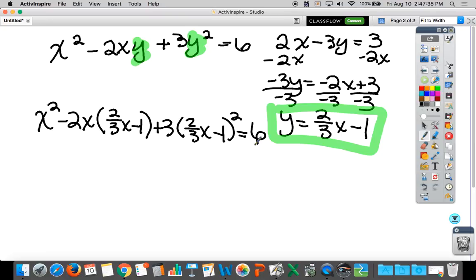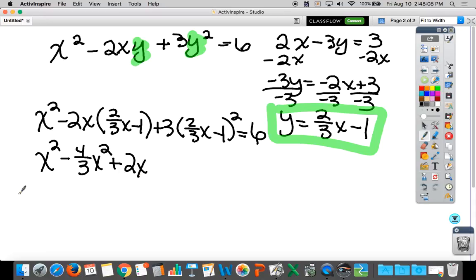Now, you better have your calculators ready. So right here, I'm going to do x squared equals x squared. Now, minus, what is 2 times 2/3? 4/3. X times x. Negative times negative is positive. 2x times 1 is 2x.